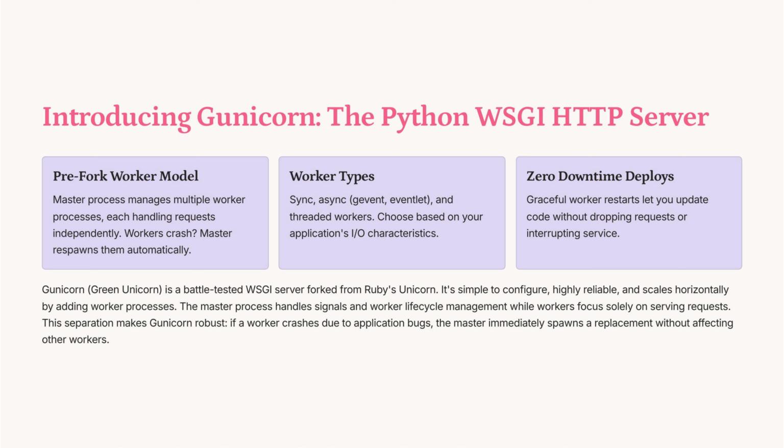Gunicorn, a robust WSGI server, uses a pre-fork worker model where the master process manages multiple workers. If a worker crashes, the master respawns it, ensuring reliability. Choose worker types, sync, async, or threaded, based on I/O needs. Enjoy zero downtime deploys with graceful worker restarts, maintaining service continuity during updates.